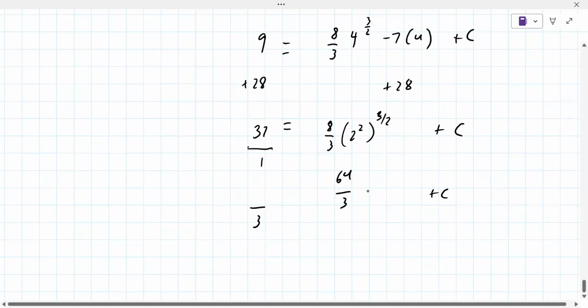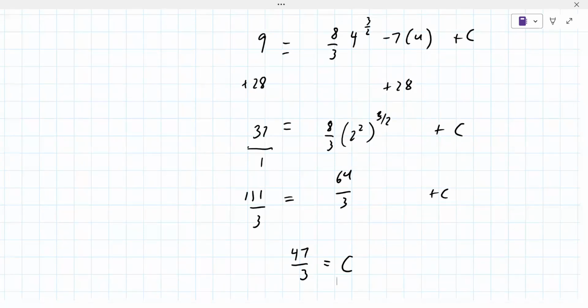Okay, that makes 37/1. You have to make it over 3. It becomes 111. And then you subtract and you get 47/3 equals c, like that. All right, well, then you put that back in there.